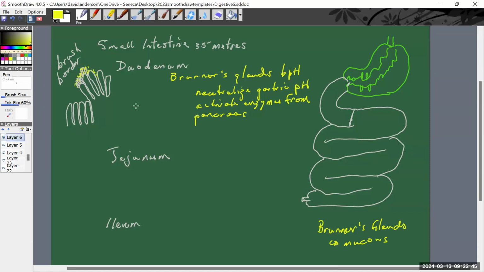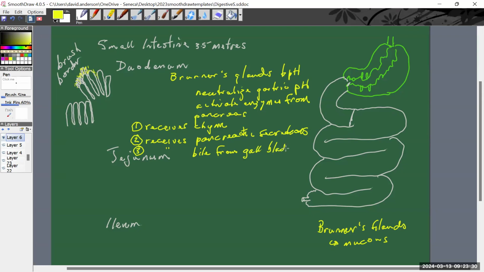So the other thing to recognize about the duodenum is that it receives chyme from the stomach. It receives pancreatic secretions, which are going to be chock full of enzymes that are going to help us with the chemical digestion, the final steps of chemical digestion. And it also receives bile from the gallbladder.